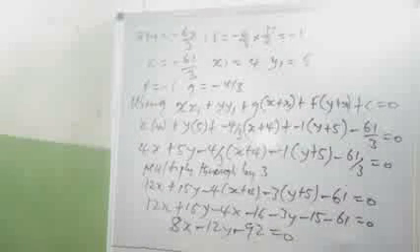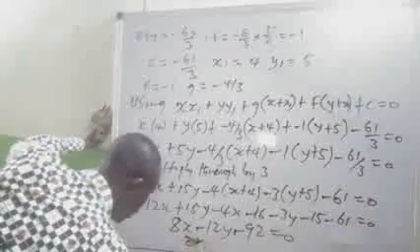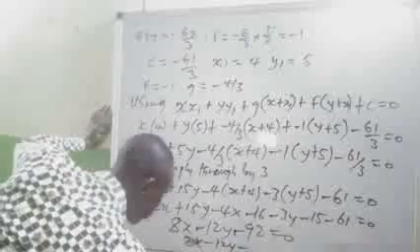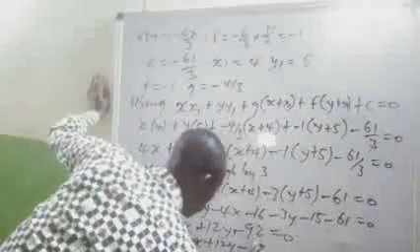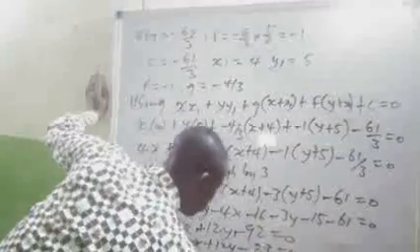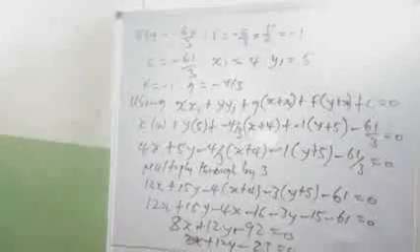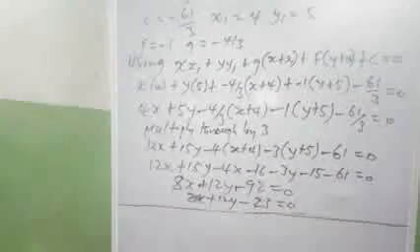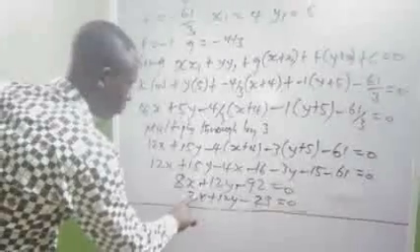So you either leave the answer like that, or if you divide through by 4, you can reduce it. Here will be 2x plus 3y, minus 92 will become minus 23 equals to 0. So this will be our final answer. Take note of this. We divide through by 4 to get this value. So quickly write it down.